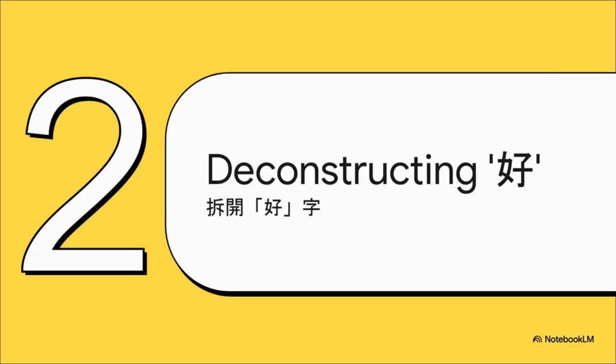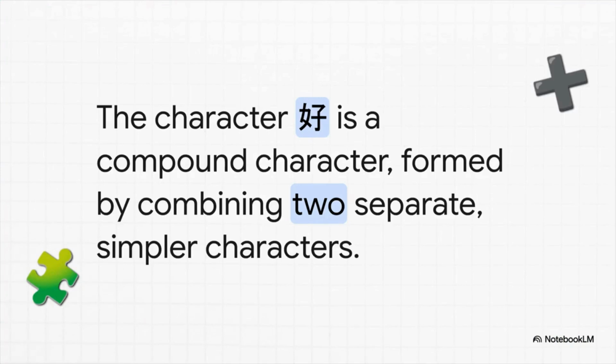Now for the really cool part. Let's actually deconstruct hao, because to truly get it and to remember it forever, we need to break it apart. You see, hao is what's called a compound character. It's actually formed by combining two separate, simpler characters, and each of those has its own meaning. Once you see the two pieces, I promise you'll never forget the whole thing.